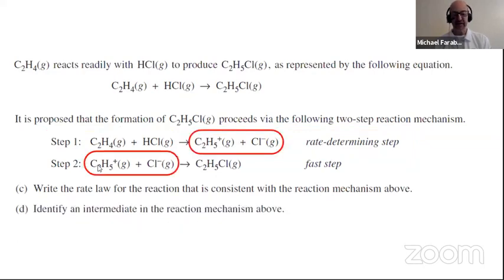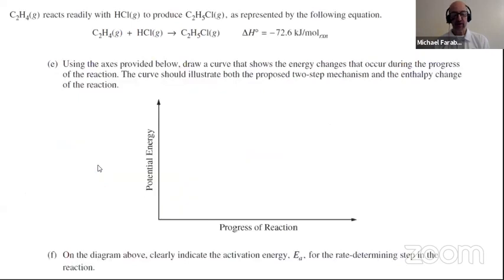So you could have picked either the C2H5+ or the Cl-. Either of them would have been correct because they are formed in step 1 and then consumed in step 2. So they are intermediates. Then we had to draw a curve.